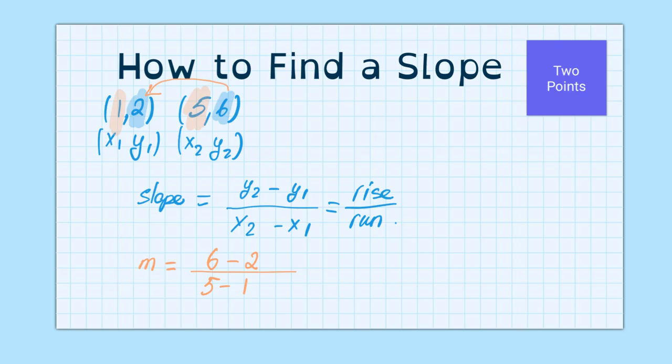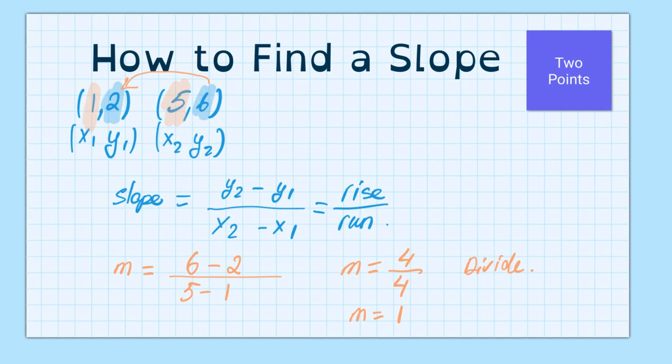Okay, the only thing left to do is figure out what it is. All right, 6 minus 2 will equal, so I'm going to rewrite m over here again, 6 minus 2 is 4 over 5 minus 1 is 4. So 4 over 4. Now we're going to divide or simplify. 4 divided by 4 equals 1. So my slope equals 1, and another way we can say that is m is 1. And if you have to graph it, that will be 1 over 1.